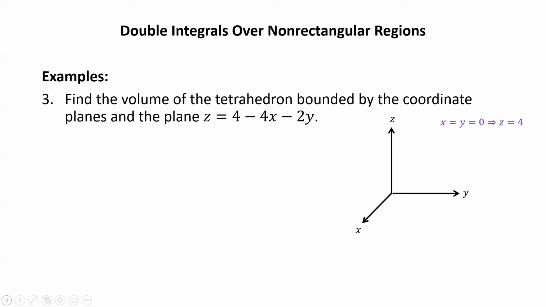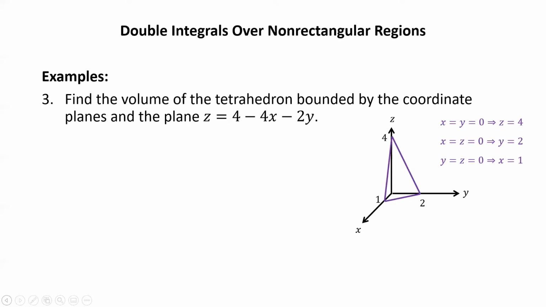So if I set x and y equal to 0, I get z equal to 4. So I'll label the z-axis with a 4 there. If I set x and z equal to 0, then I get 0 equals 4 minus 2y, or 2y equals 4, so y is 2. So I'll label the y-axis with a 2 there. And if I set y and z equal to 0, then I get 0 equals 4 minus 4x, so that x is equal to 1. So I'll label the x-axis with a 1 there.